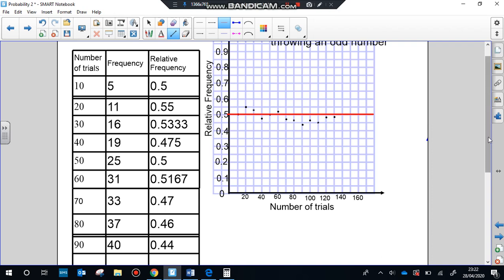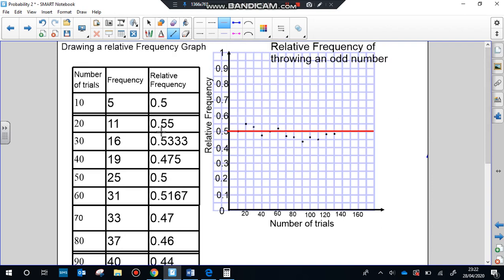So what you can see on the graph, these are all the points that we've plotted, all the relative frequencies. So we started off at 0.5, but like I say, we went a little bit above, then we came a little bit below, then we went up again, and then we came really quite low, unusually. But you can see we're making our way back up to 0.5. So 0.5 is what we'd expect.